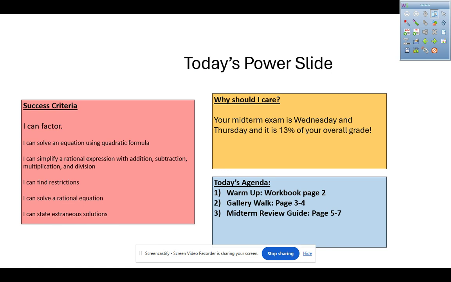I can simplify a rational expression with addition, subtraction, multiplication, and division. This is not solving. There's going to be no equal to sign here. It's just, can you find a common denominator? Can you factor and cancel? I can find restrictions. Do you notice at the bottom equal to 0 and say x can't be this? I can solve a rational equation like we just did on the warm-up. I can find an extraneous solution. We didn't do that on the warm-up, but it could have happened on the warm-up. So this is about 1/3 of your midterm, these questions.